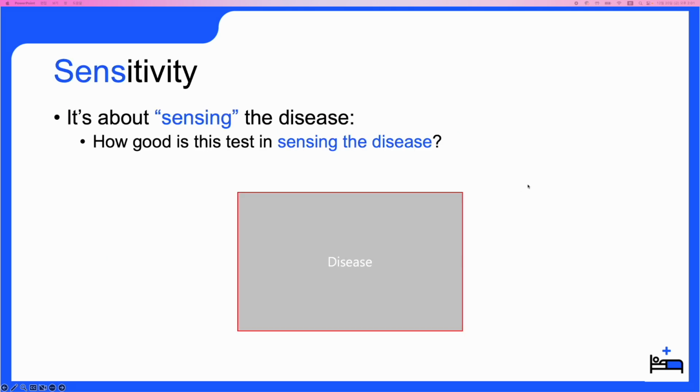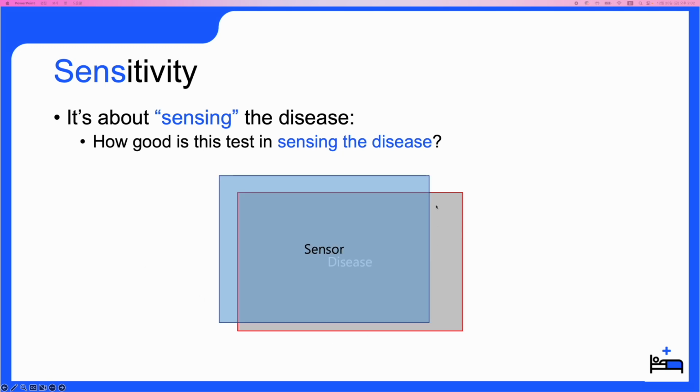So first with the sensitivity. For sensitivity, we really need to focus on the word itself, sensitivity, which means it's about sensing the disease. In other words, how good is this test in sensing the disease? So let's say that the gray box represents the population with the disease. And let's assume that the blue box here is a sensor which tries to find the people with the disease. And in our case, this would be our diagnostic test of interest. So remember, we want to sense the disease, and the blue box is a sensor that tries to detect the disease.